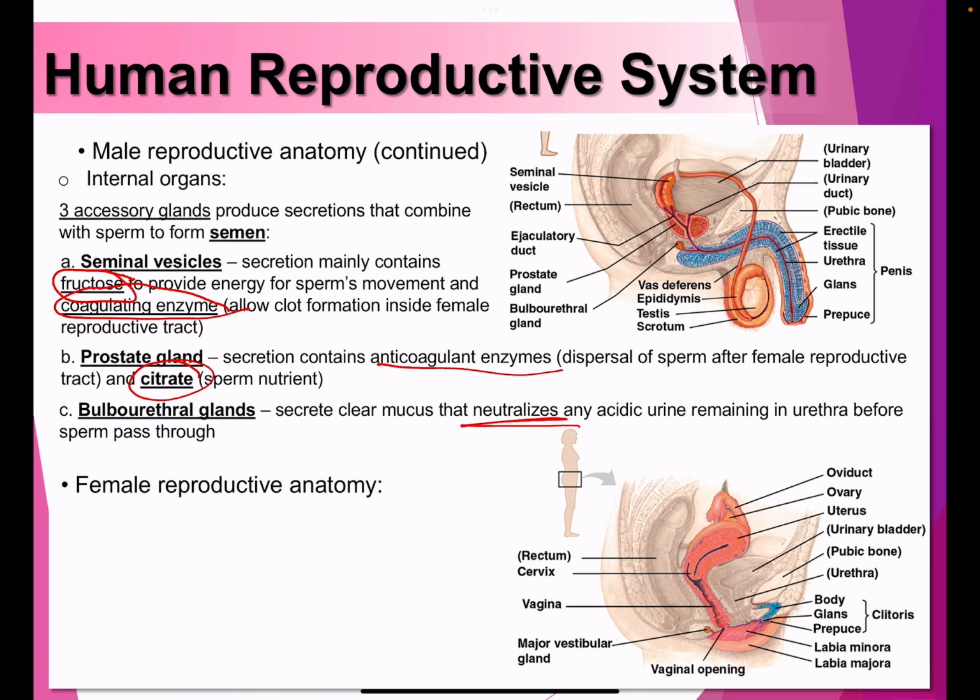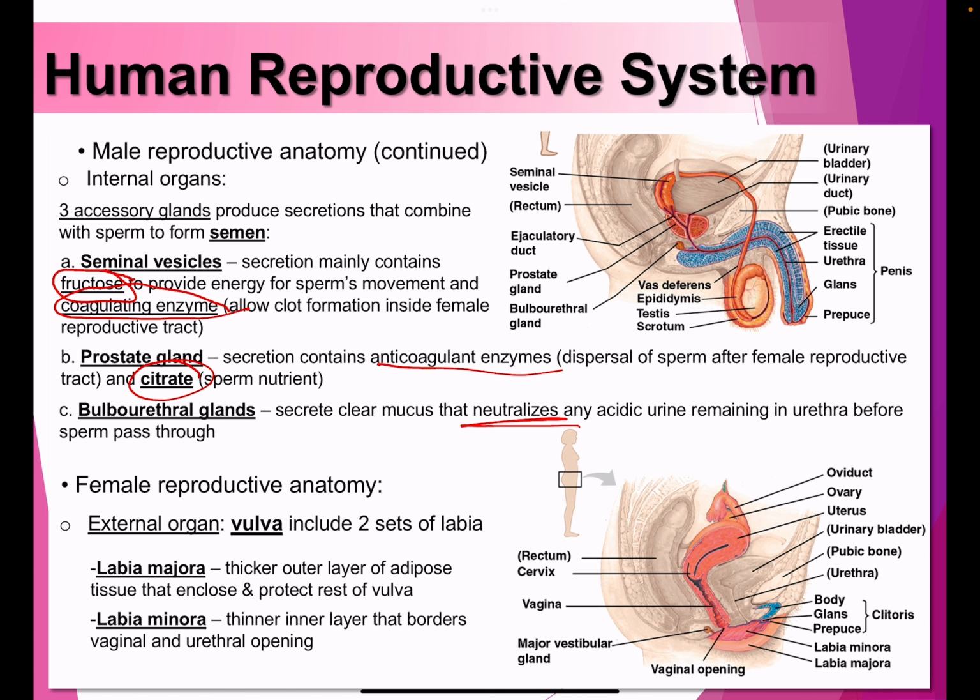All right, so the female reproductive anatomy then is, you have again external parts, which collectively we call this whole area the vulva. And the vulva includes two flaps of tissue. One is called labia majora, one is called labia minora. So these are two sets of labia.